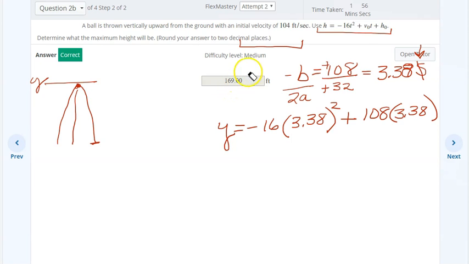It's going to be 169. Now, since they want you to round to 2 decimal places, 169.00. Now, if you put in there 169, they may count it wrong. But by rounding it to 2 decimal places, putting in the 2 decimal places, you get it correct. And that's how these are done, this one.